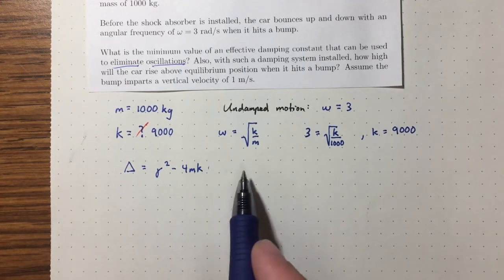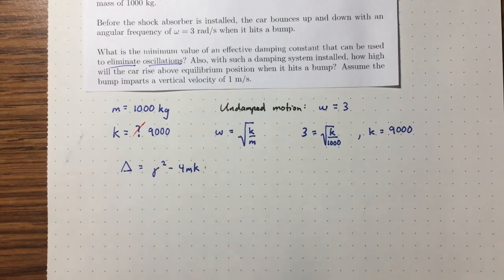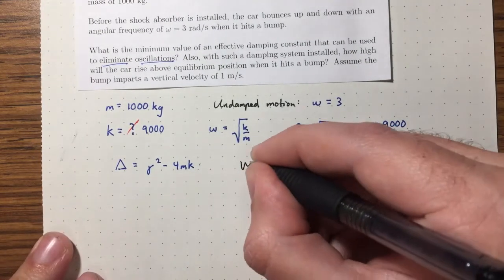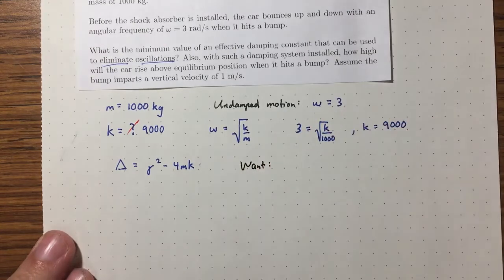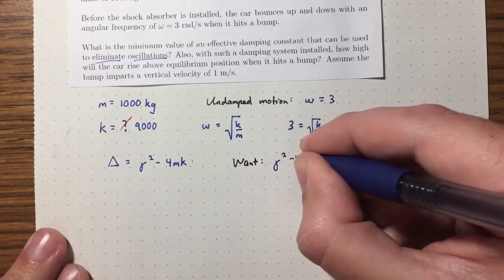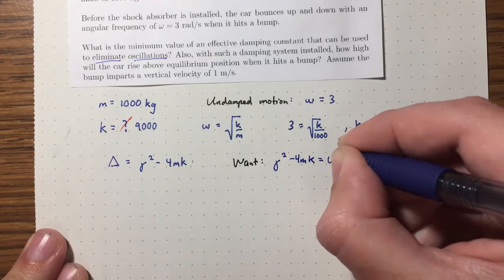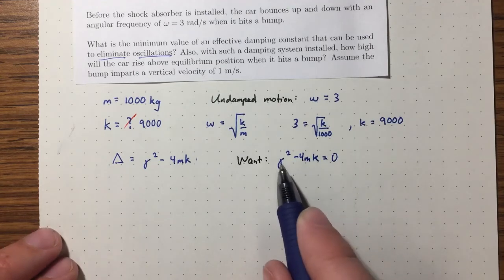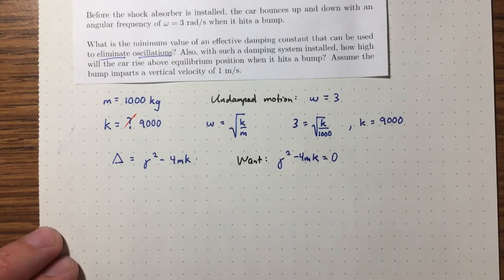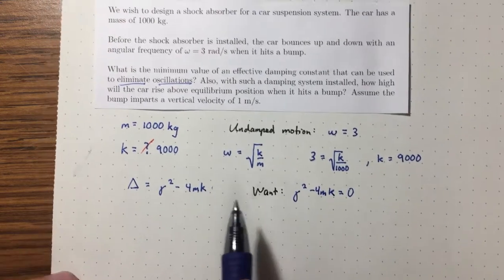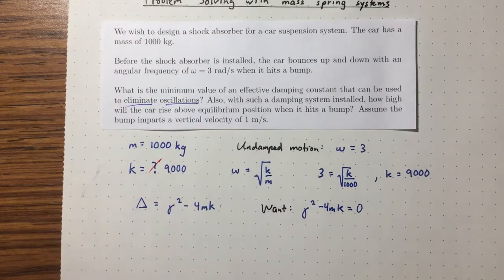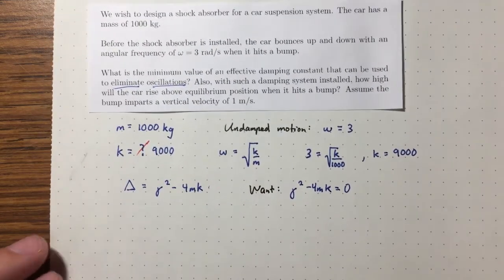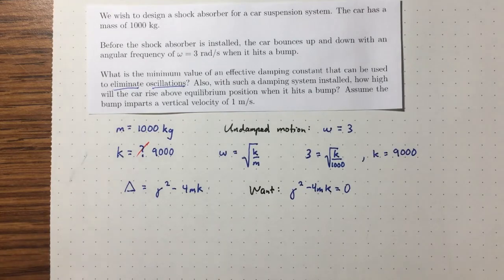The underdamped case is associated with oscillations still, but we want to eliminate those oscillations. So we want to increase gamma until gamma squared minus 4mk becomes exactly 0. If we continue increasing gamma, this will be positive, and we're in the overdamped case. But we don't want to be in the overdamped case, because we just want the minimum value of the damping constant that can be used. We want to go just as far as necessary to eliminate the oscillations. So we want the critically damped case.